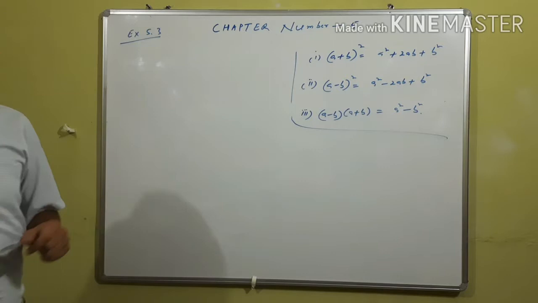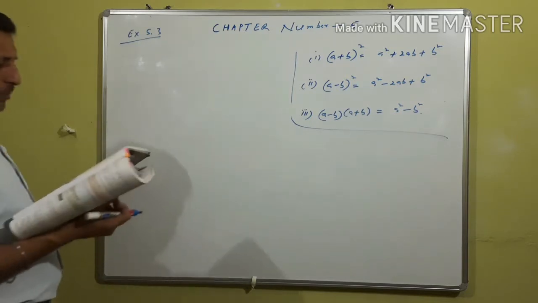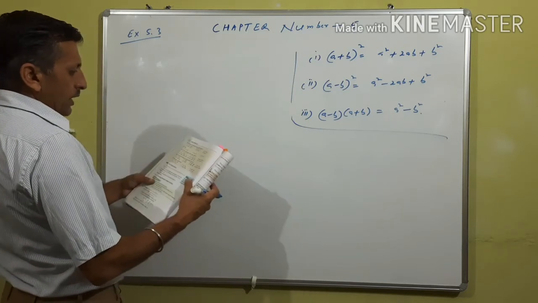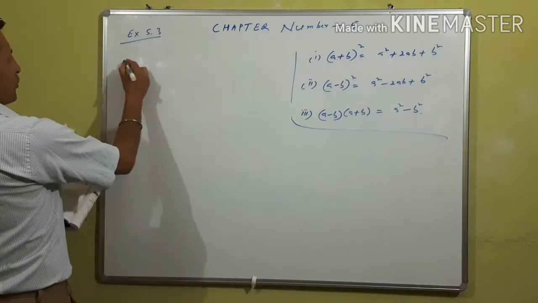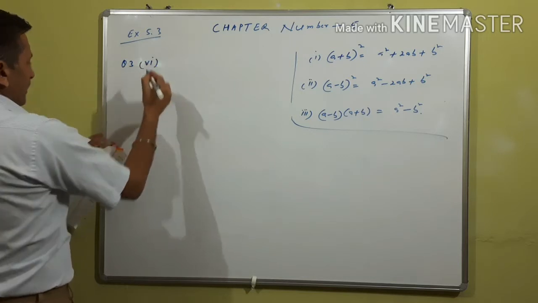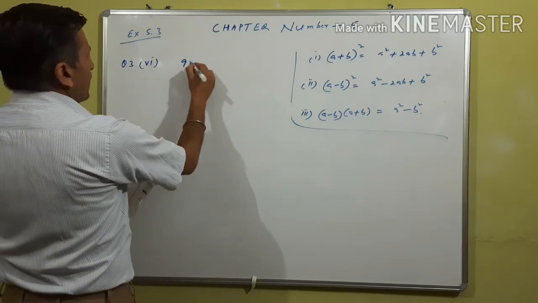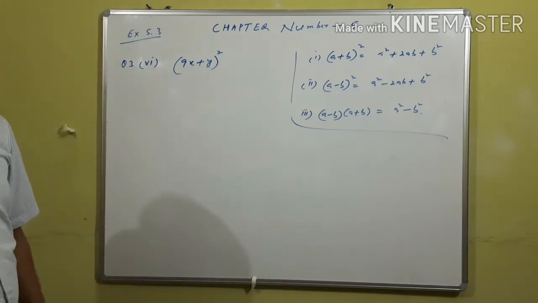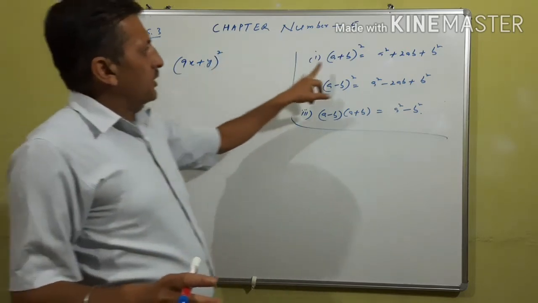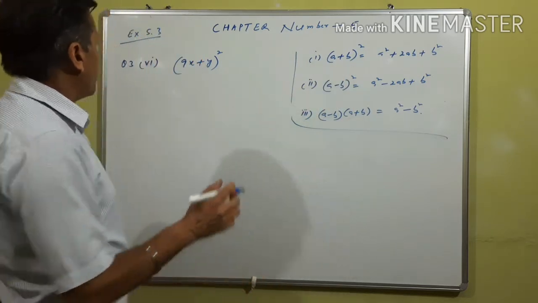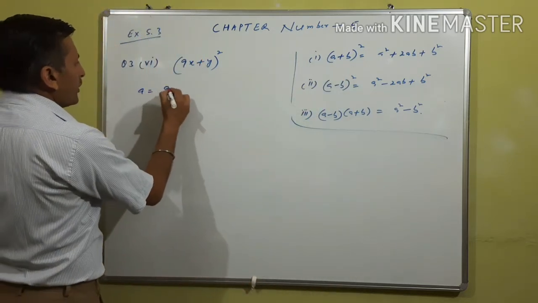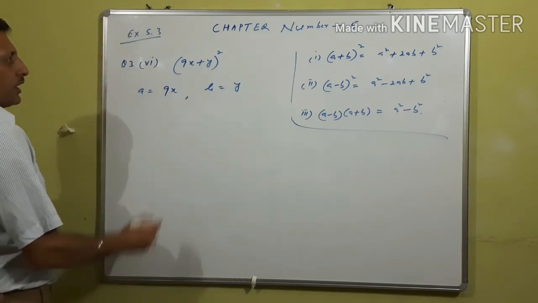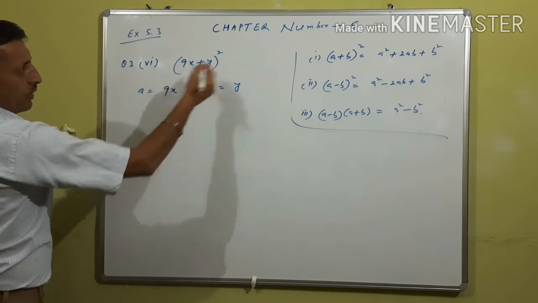I am taking another part. Suppose this is the sixth part from the same question, question number 3, sixth part. This is (9x plus y) whole square. Once again, you have to compare your question with the identity. It is similar to this one. So here a is equal to 9x and b is equal to y. Now you can use the identity.